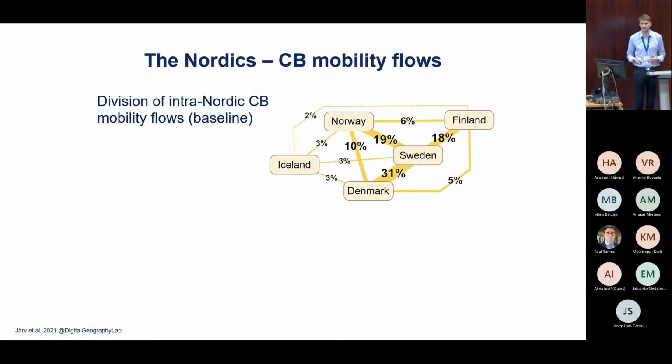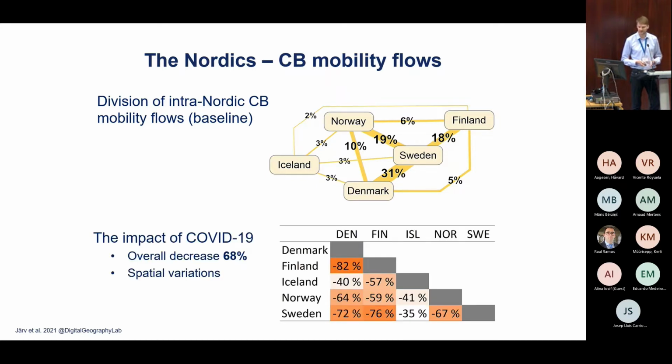First of all, we captured the division of intra-Nordic cross-border mobility flows. We haven't compared it with other data sources yet, but at least the result more or less makes sense. As a next step, we analyzed the mobilities between countries. Overall, we captured a 70% decrease of cross-border mobilities. And here in the matrix, you can see that there is a lot of variation between country pairs. Between some countries, the decrease was more drastic than others, which is interesting.